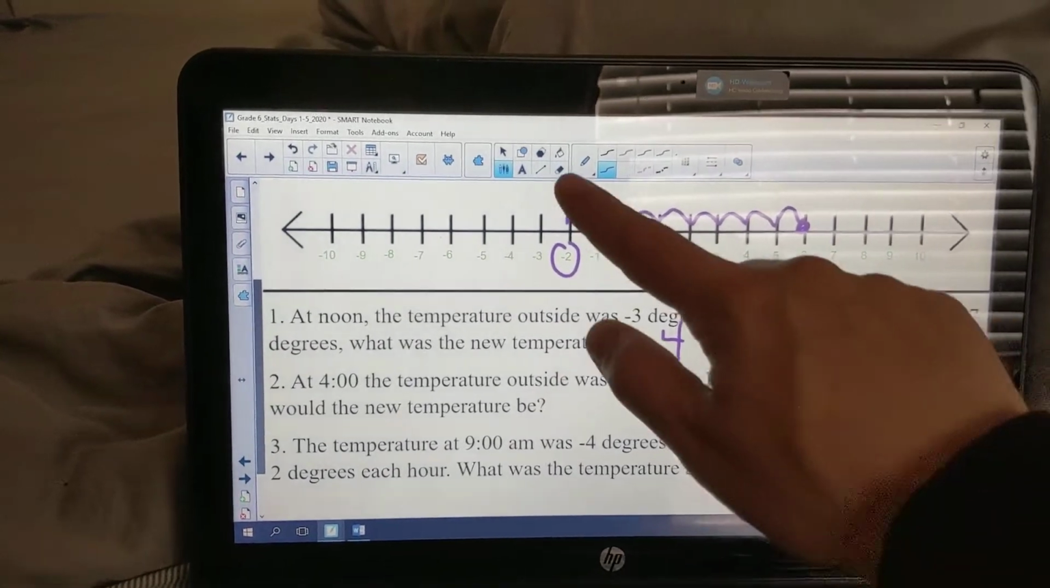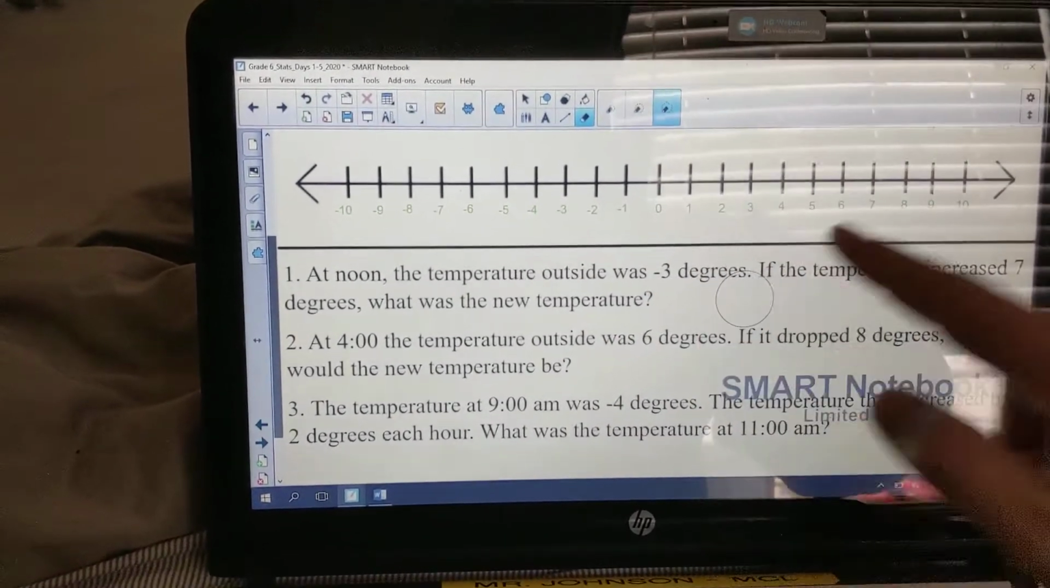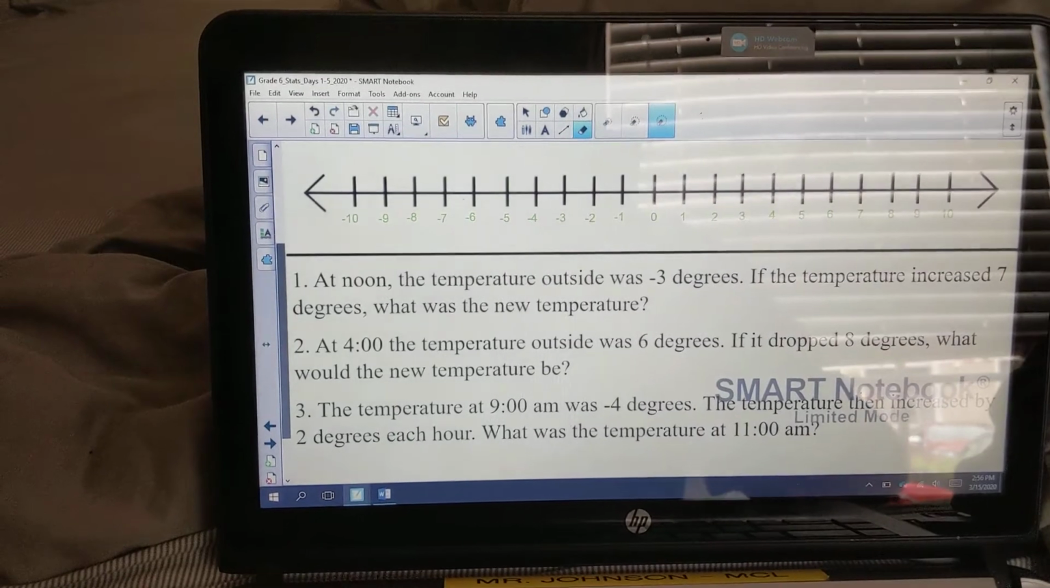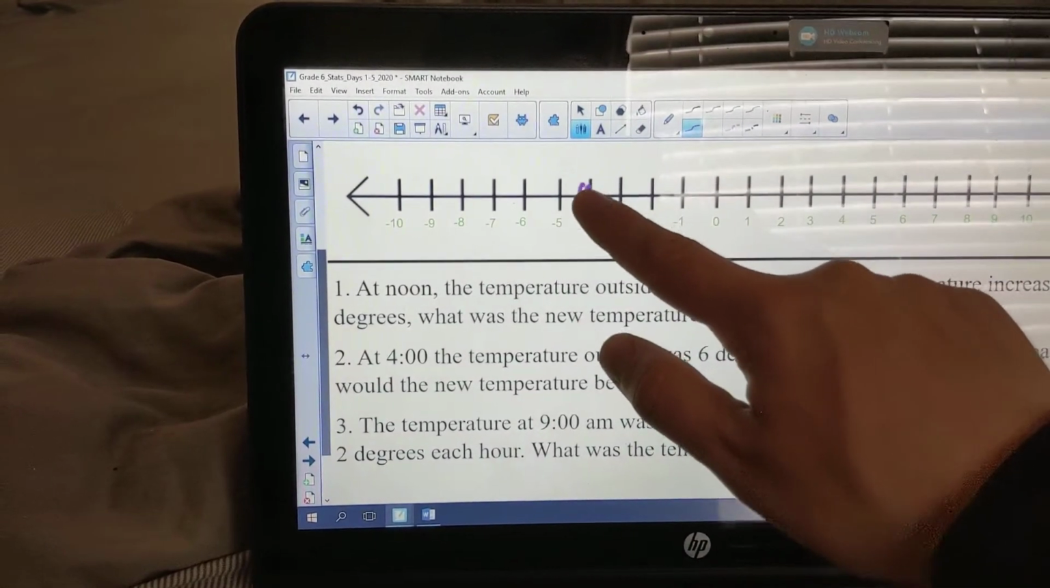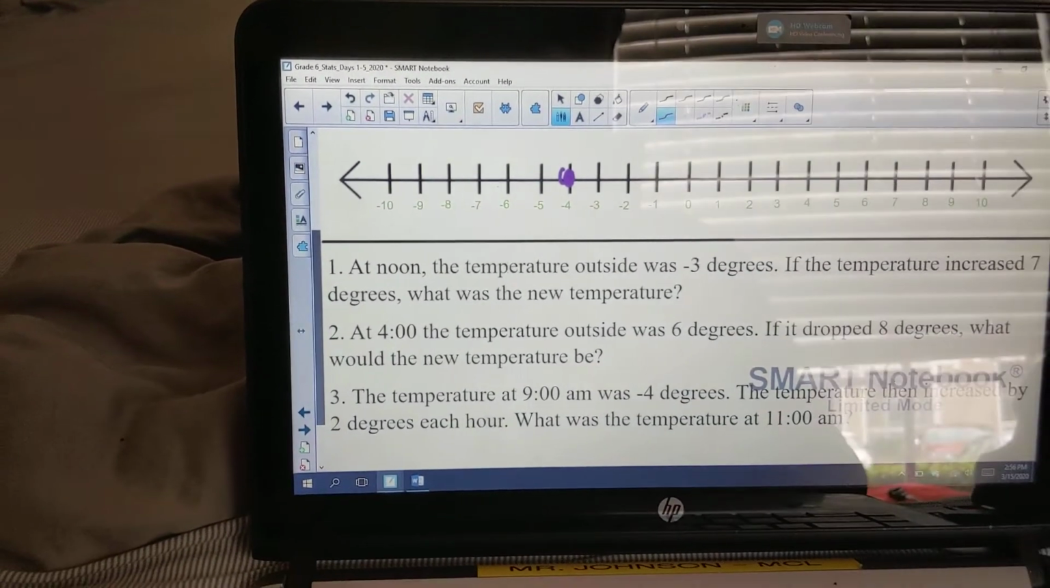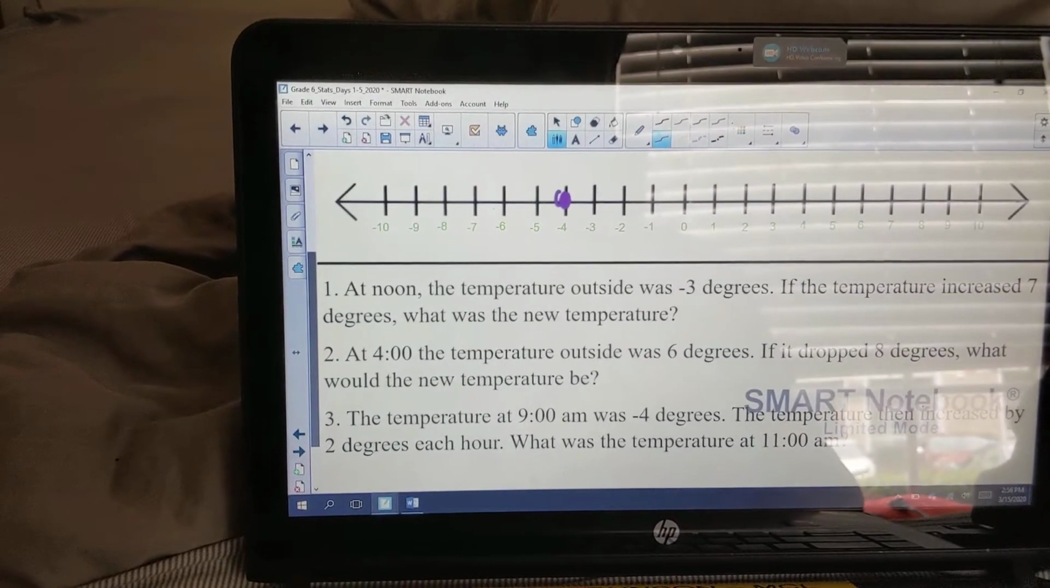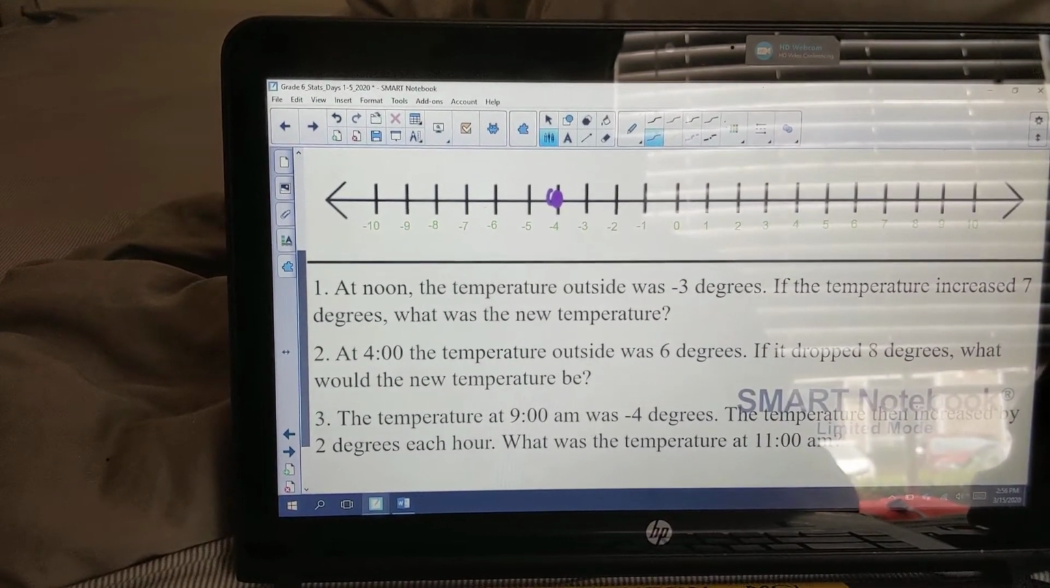The third one is a little bit trickier here when you take a look at it. It says the temperature at 9 was -4. So it starts at -4. It increased by 2 degrees each hour. What was the temperature at 11?